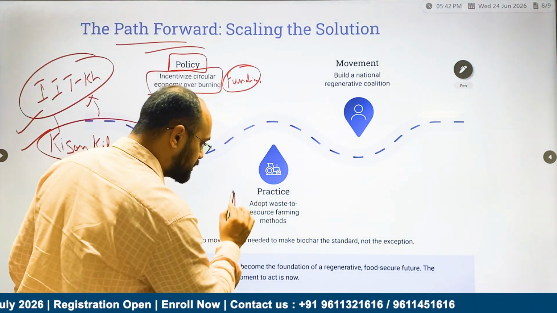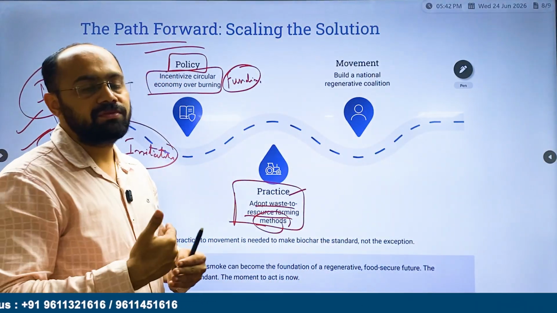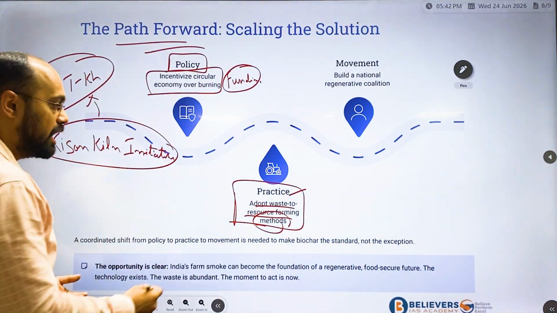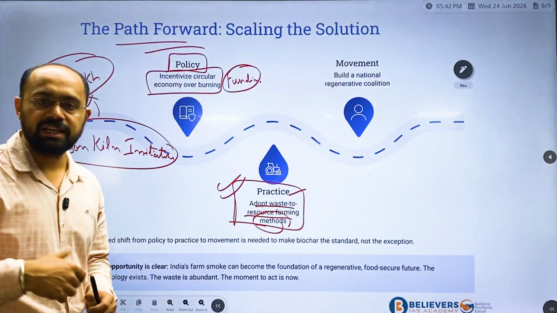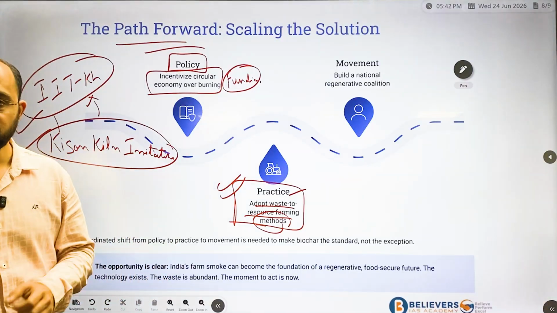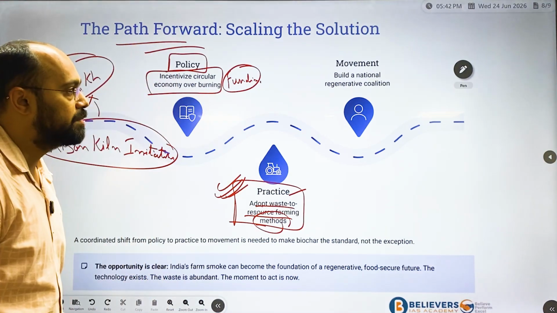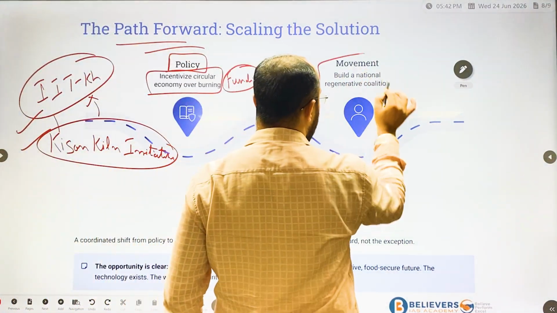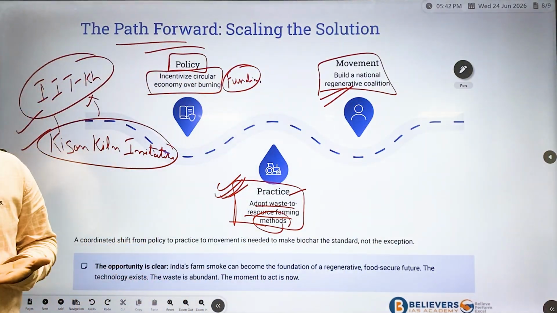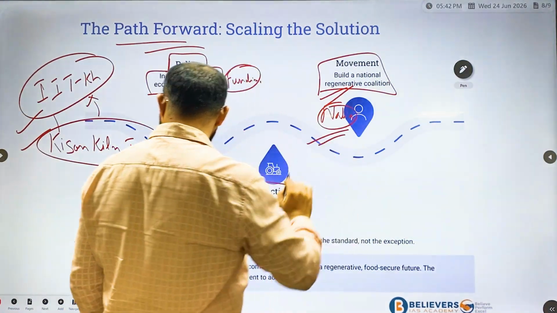Next thing is practice. Adopt the waste to resource feeding method. Since farmers are hesitant to adopt new technologies, we have to make them adopt this technology, which is very ecologically beneficial for them. We have to make them understand the ecological benefit of this biochar and also make them practice this in their agricultural fields. Next, the movement. Build a national regenerative coalition like the US has done. We also have to make this a national policy or a national program. This is one of the main important things.